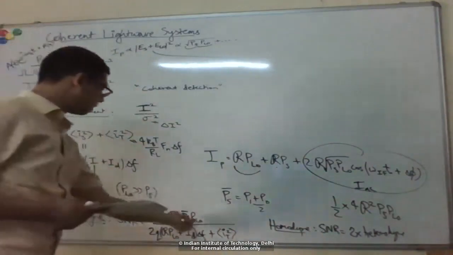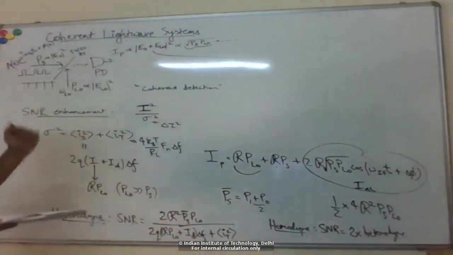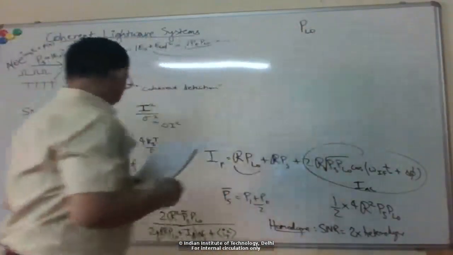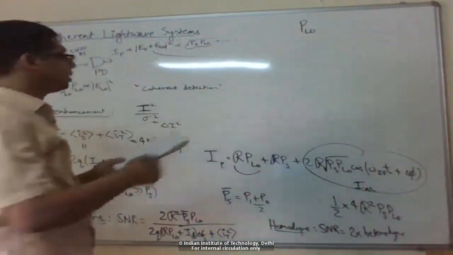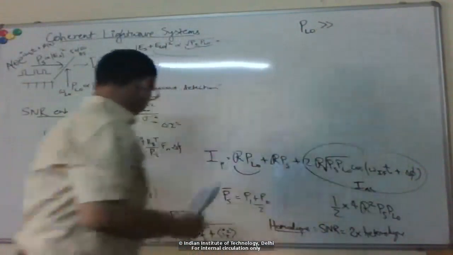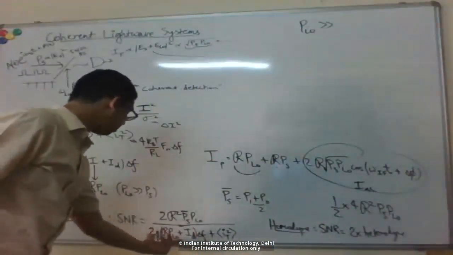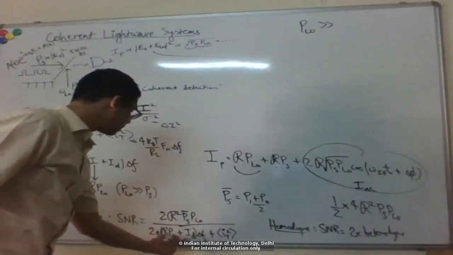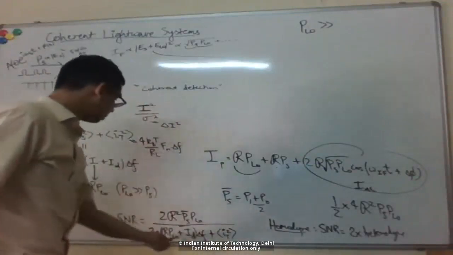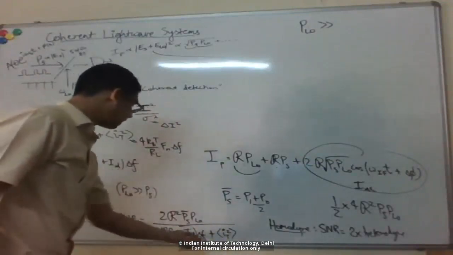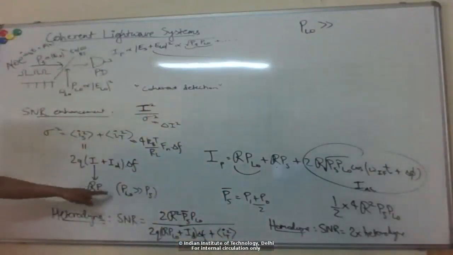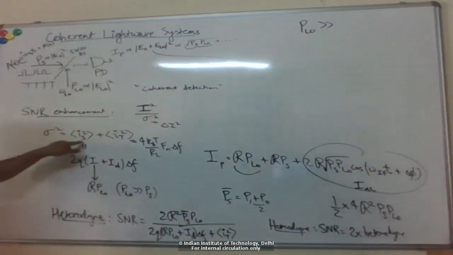Now the local oscillator power is in our hands at the receiver. Typically we choose the local oscillator power much larger than the received signal power. We also choose the power to be large enough such that this first term becomes large compared to the second term, the thermal noise, which is a constant. So we make the local oscillator power large enough that we can neglect the thermal current, and now we go into the shot noise limit. So we make P_LO large enough that this term is much bigger than this.